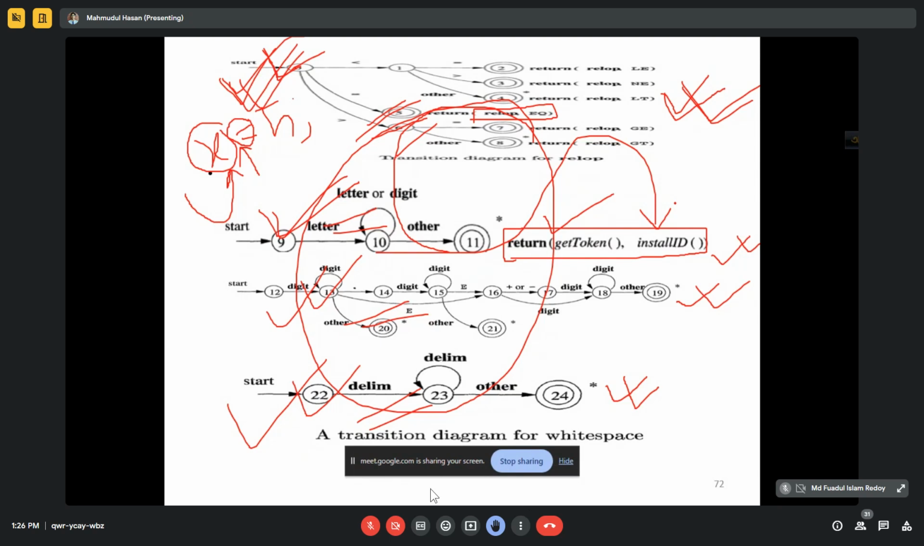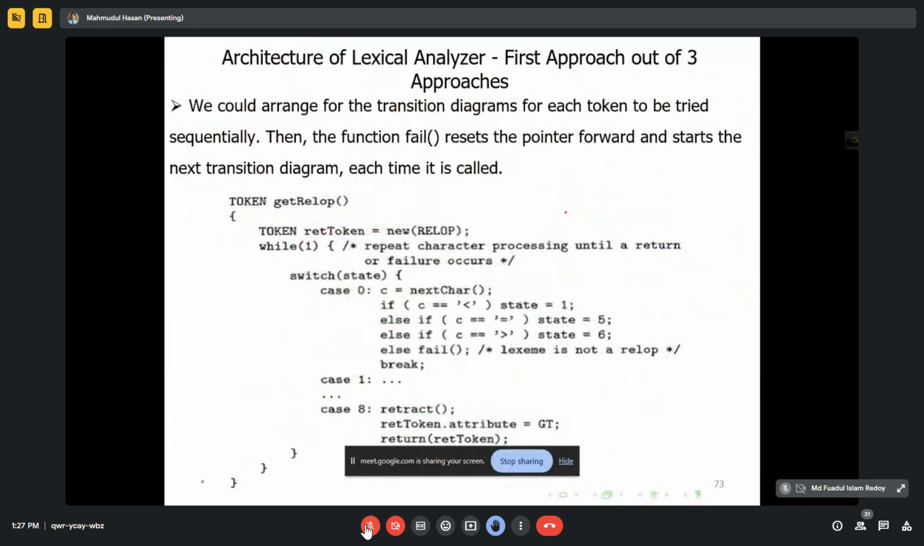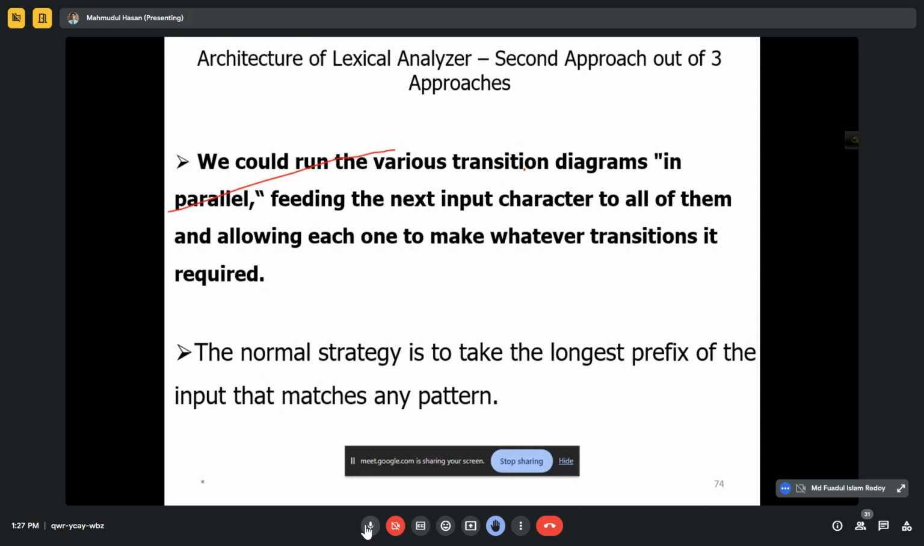Actually, in real life there are many, many transition diagrams available, but for our example purpose we took just four. Got it? Yes, sir. So one is sequential, another is parallel, and another is combined, that means a combination of all the transition diagrams.